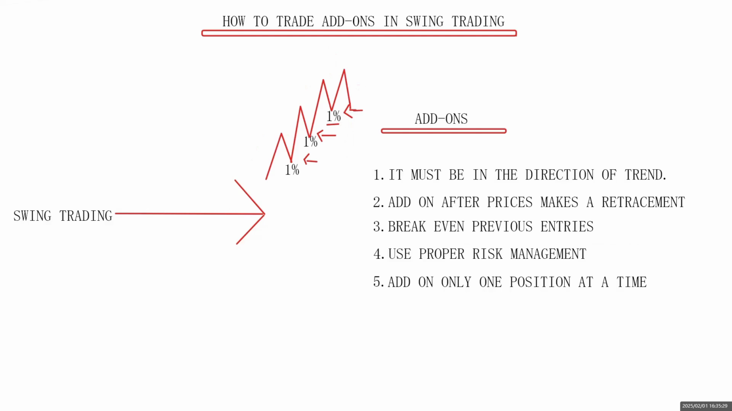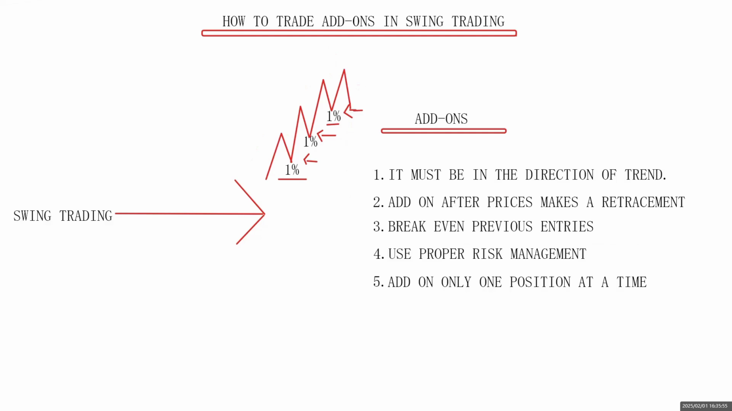And we said risk management must be applied. Whatever you risk on your first position, which is your original entry, must be the same that will be risked on your second position, your third position, and your fourth position if there's any, and add on only one position at a time. Okay, so don't go ahead and, it's an add-on, you add on 3 positions at a time. No, that is reckless. Okay, and this is the problem that traders face when it comes to adding on.